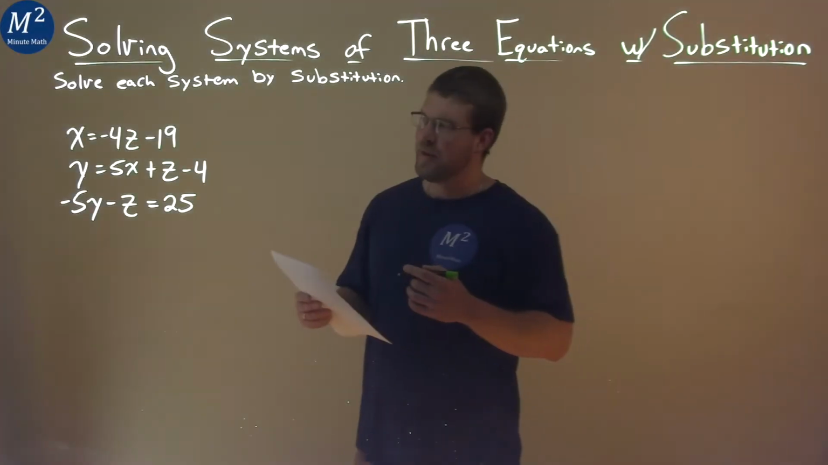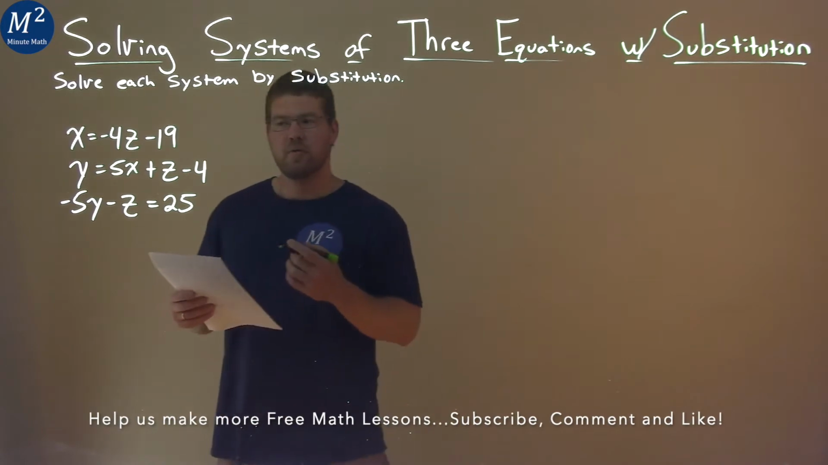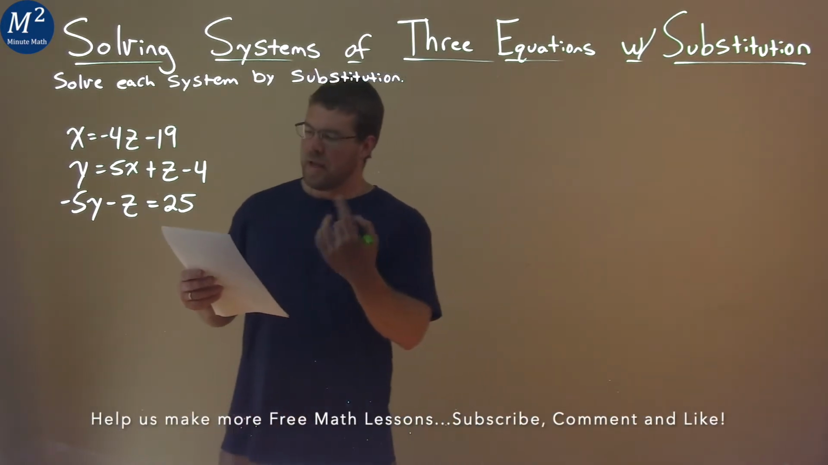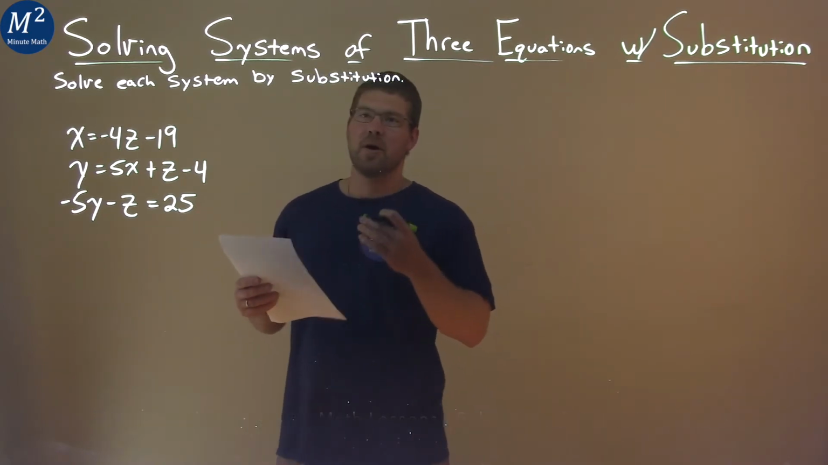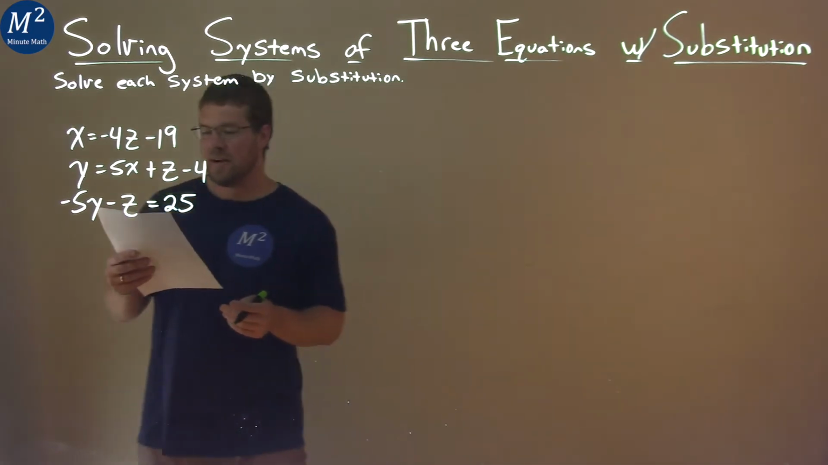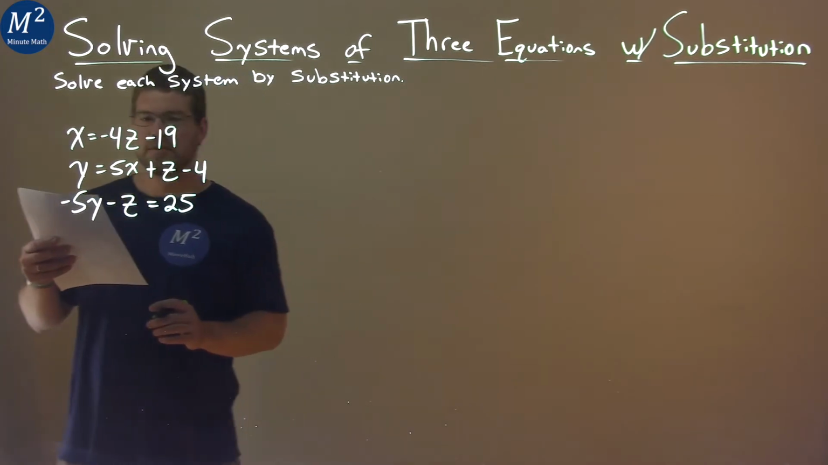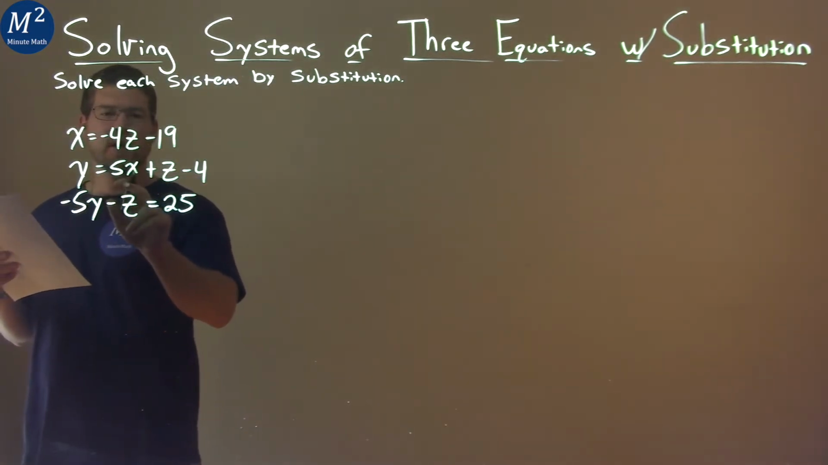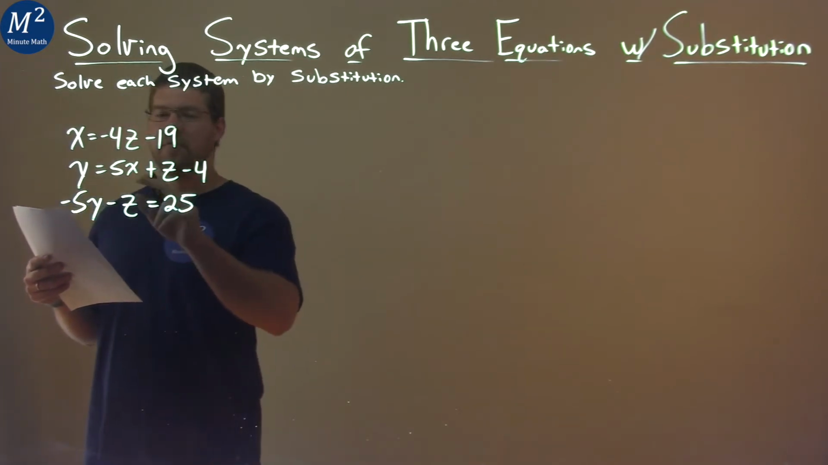We're given this problem right here. x equals negative 4z minus 19, y equals 5x plus z minus 4, and negative 5y minus z equals 25. And we want to solve this system by substitution. The first thing I'm looking at is this y equals 5x plus z minus 4. The reason I'm looking at that is because I know I can substitute this x in, and now I have y equal to just z's. Putting this negative 4z minus 19 in for that x.